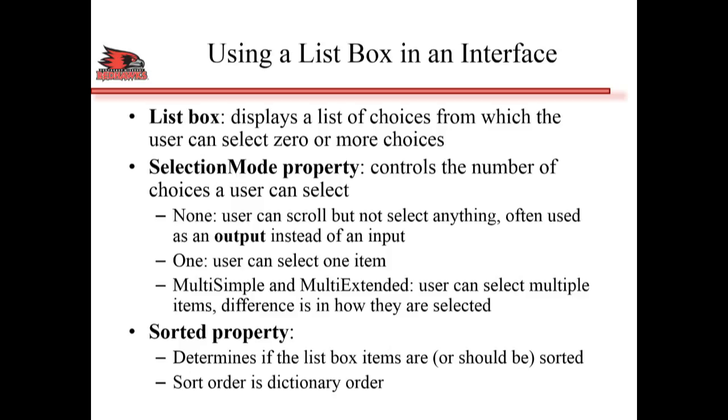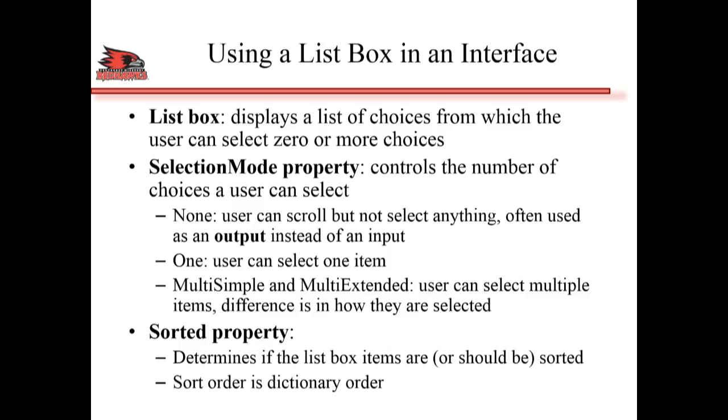The way it looks, it basically looks like a large text box, if you will, containing a lot of text in a list format. It has a collection of choices which you can select or just look at. That's defined by the selection mode property, which for a list box controls the number of choices a user can actually select.